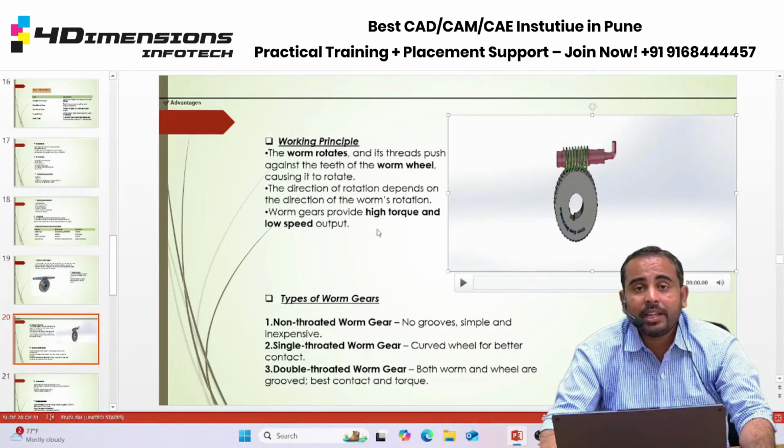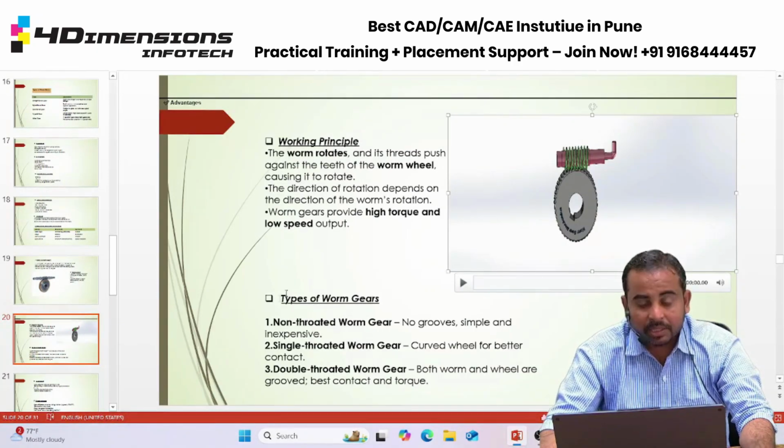Types of worm gear, there are certain types of worm gear also here. The first type is non-threaded worm gear. There are no grooves, it is simple, and inexpensive. Means on the shaft there will be no grooves. They are simple in design as well as inexpensive. Second one is single throated worm gear, where there is a curved wheel for better contact alignment. The third one is double throated worm gear. Both worm and wheel are grooved. Best contact and torque. So the output torque is best, as well as the contact will also be good here.